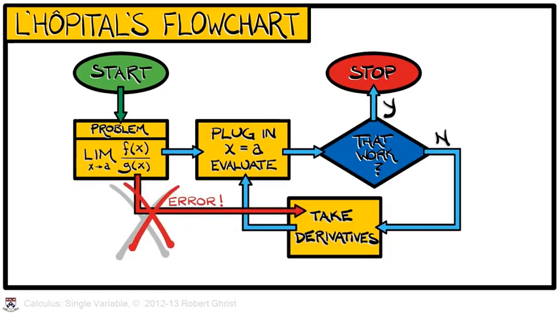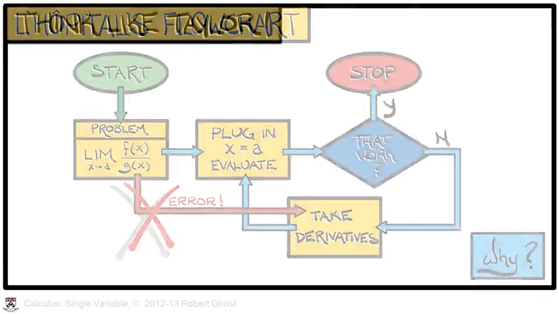Now, the error that some students make is to begin differentiating as soon as they see a limit that looks like a quotient. That is a bad idea. It will fail in those cases. But the question is, why? Why does it work? Why, if it doesn't work the first time, do you keep trying until it does?